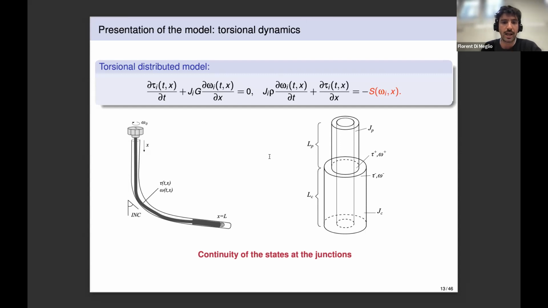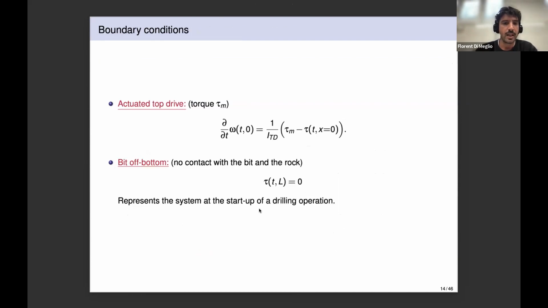Along with these equations, you have equations that at the junction between the pipes and the collars tell you that you have continuity of the states. And you also have some boundary conditions, which tell you what's happening at the top and at the bottom of the drill string. At the top, we assume that we have an actuated top drive with a motor torque tau_m. And so you have I_TD here, which is the inertia of the top drive. This equation tells you that basically the motor actuates the top drive, and then there is some torque that is transmitted to the drill string.